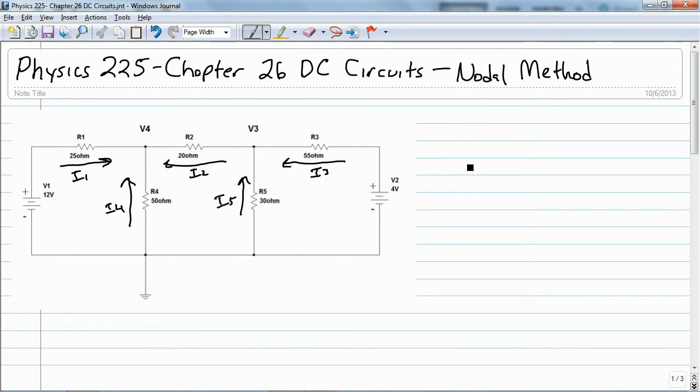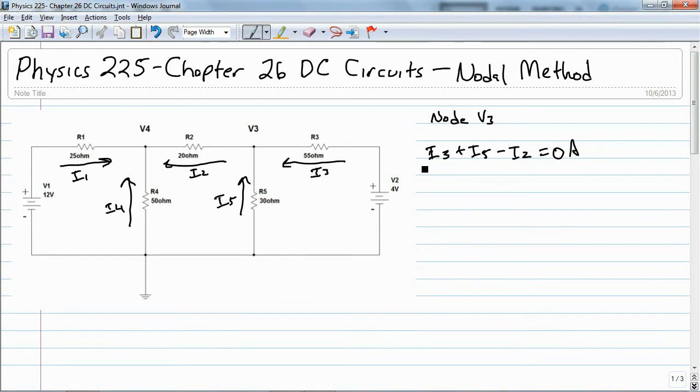Okay. Now the basic concept, there's really only two nodes. You use every node except for the ground node. And what I'm going to do is write Kirchoff's current law for each of these equations. So for node V3, I have I3 plus I5, those are into the node, minus I2 equals 0 amps.